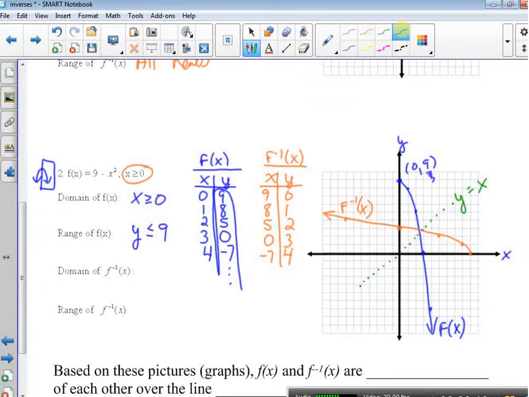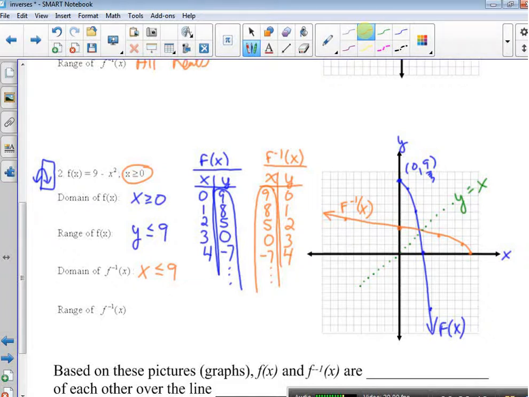Now if you look at the inverse, the domain, if you look at the graph itself, your x-coordinates are getting smaller. So your x-coordinates are now getting smaller. So now the domain of the inverse is basically very similar to the range of f of x.